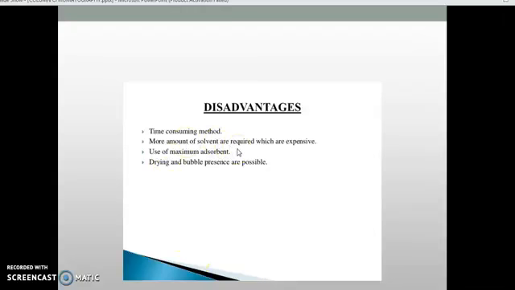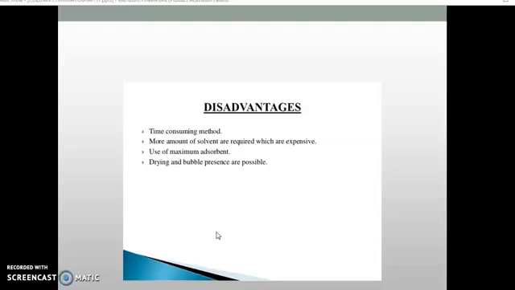What are the disadvantages of this? The disadvantage is that it is time consuming. We need a lot of time to allow the system, or the column, to stand and to watch the separation of the different components by their adsorption on the stationary phase.